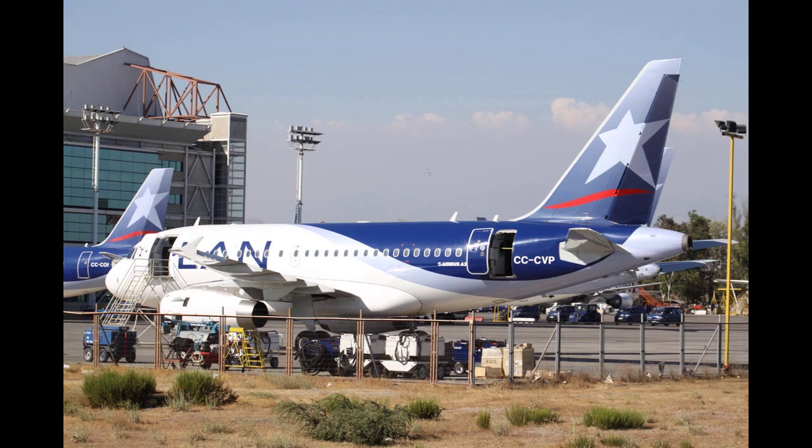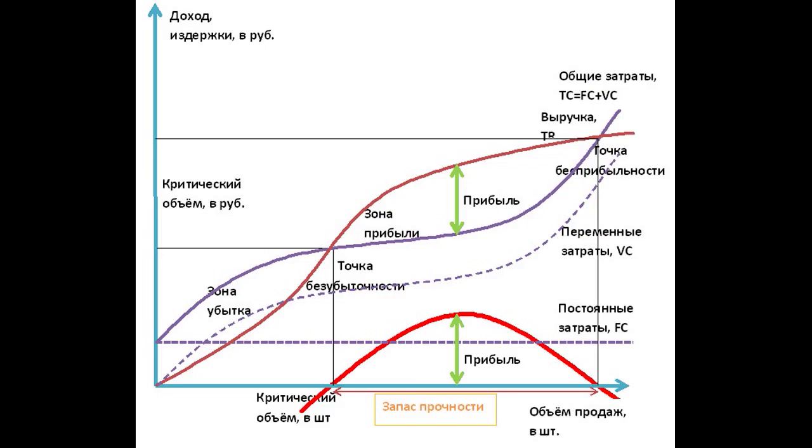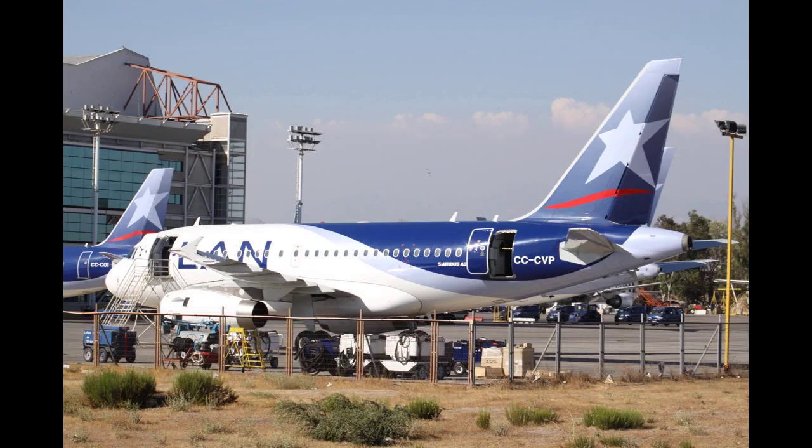To apply cost volume profit analysis, you need to understand the different types of costs involved in your business. These include fixed costs, which remain the same even if you produce more or less, such as rent or salaries; variable costs, which change with the level of production, such as materials or labor; and semi-variable costs, which have both fixed and variable components. Let's consider a real-world example to illustrate how cost-volume profit analysis works.